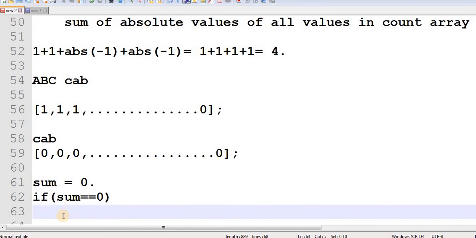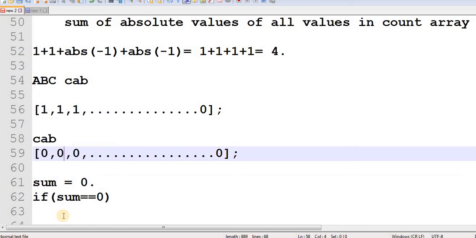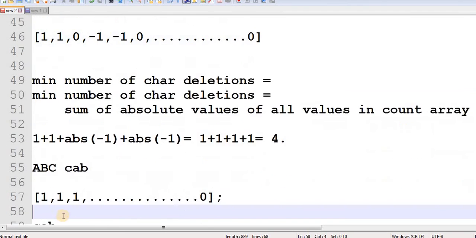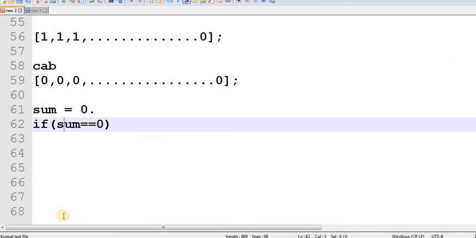if the sum is 0, then the two strings are already anagrams. There is no need for character deletions. If the sum is greater than 0, that sum value is the minimum number of character deletions. Now let's see how to code it.